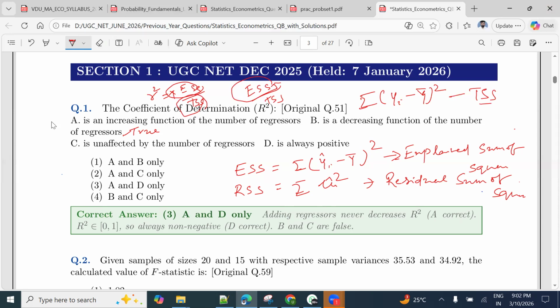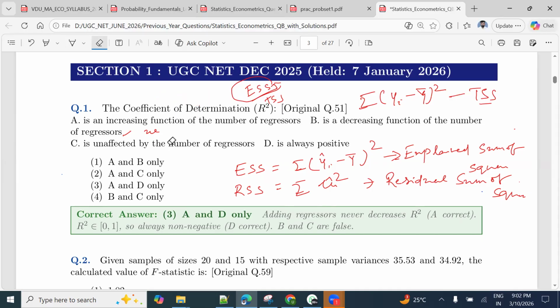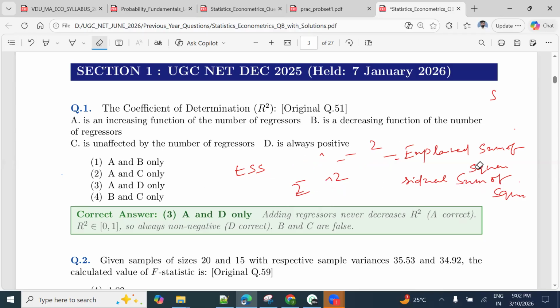So, based on the question, definitely your ESS will depend upon the total number of regressors in your model or total number of independent variables in your regression model, right? So the first statement is correct. It is an increasing function of the number of regressors. Clear?